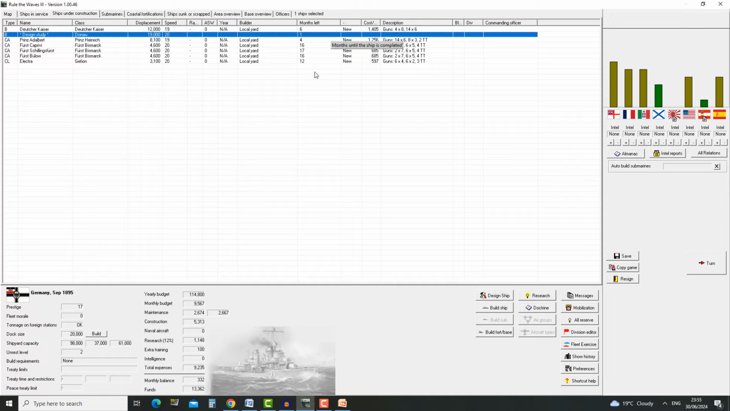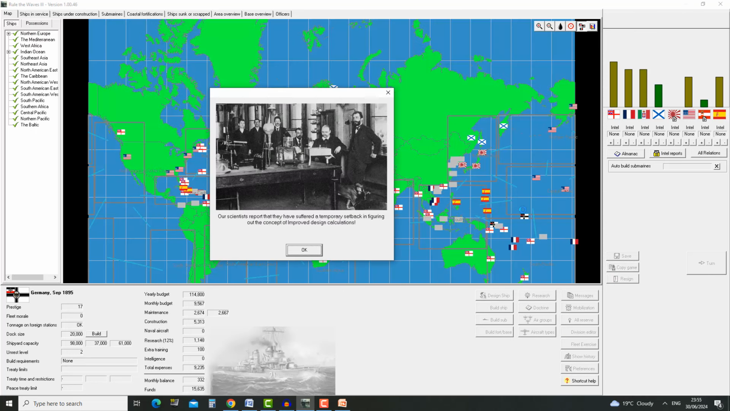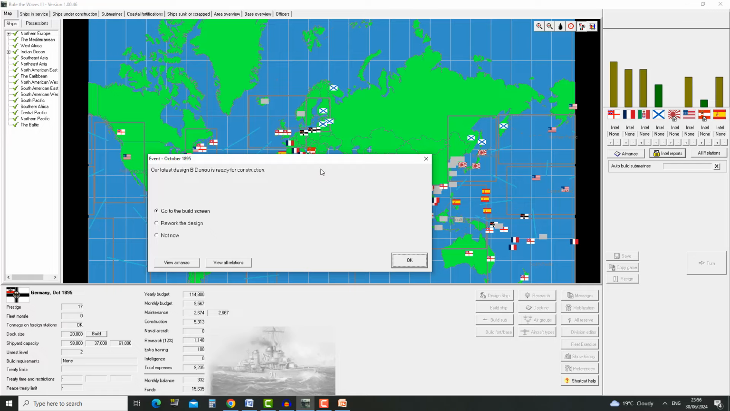So the design study for the Donau is going to be done next turn. I'm going to put the first one into production. Temporary setback in figuring out the concept of improved design calculations. Okay. So, Great Britain increased its naval spending again. Problems in the delivery of equipment has delayed the construction of Prince Adalbert and First Below. Okay, well, that's fine.